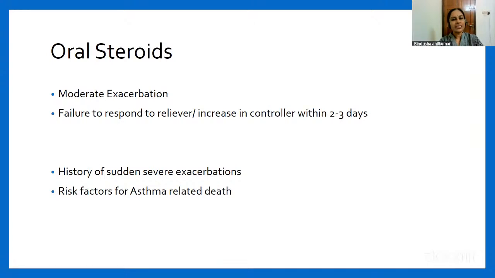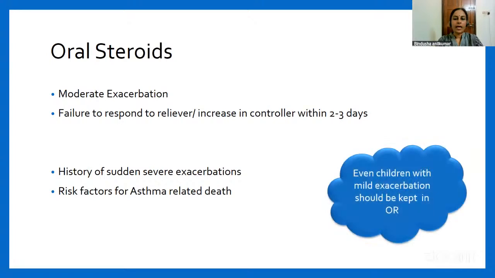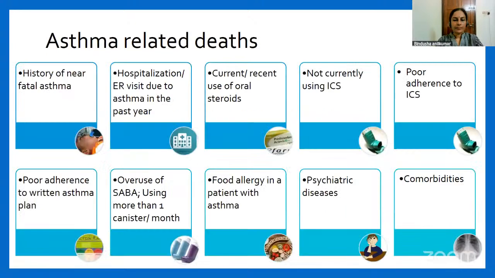And in any child with even a mild exacerbation, if there is history of sudden severe exacerbations or any history of asthma-related death, then also you will have to prescribe oral steroids. Okay. And if the patient has any risk for asthma-related death, they have to be kept in the hospital for at least 6 hours.